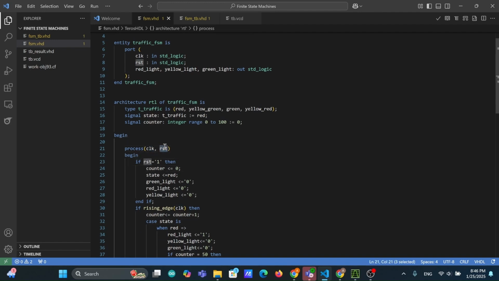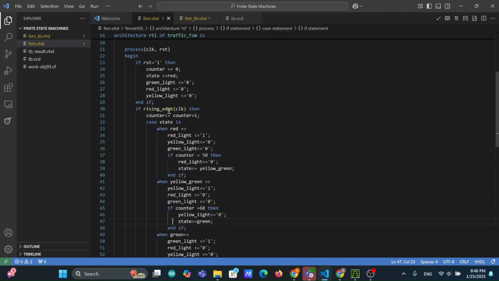Let's take a look at the reset. What happens if the reset is high? In our design, when the reset is high, it means we need to reset the inputs and outputs. Therefore, the counter has been reset to 0, and the outputs over here have also been reset to 0, and the state has been set to red.